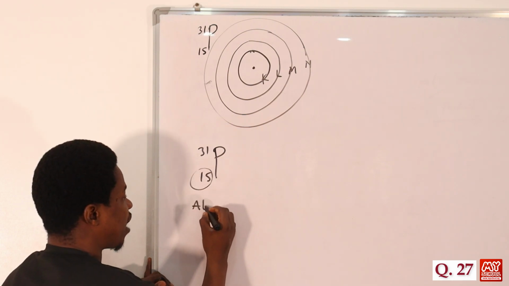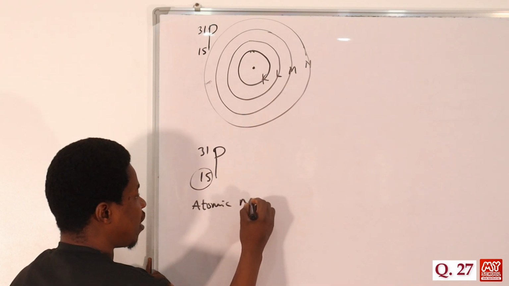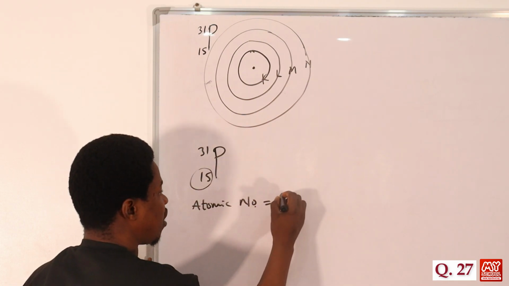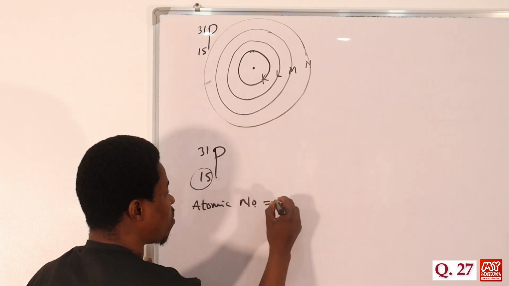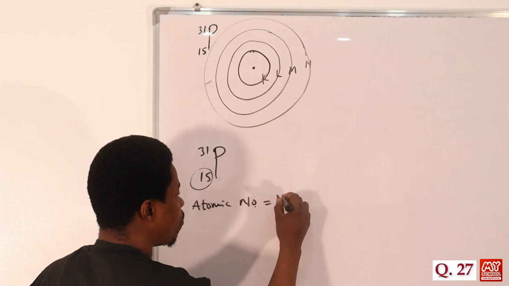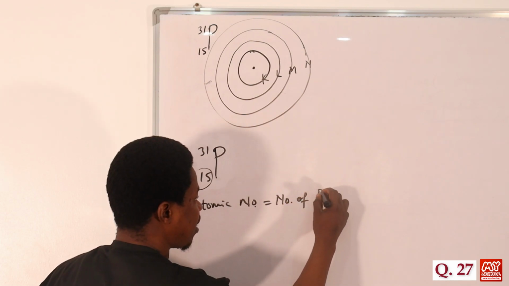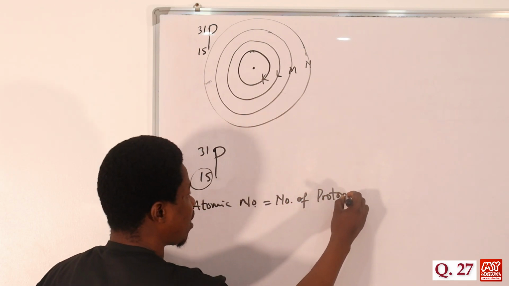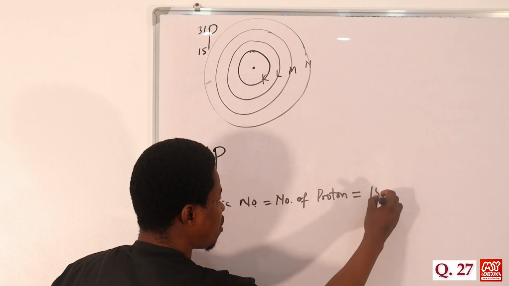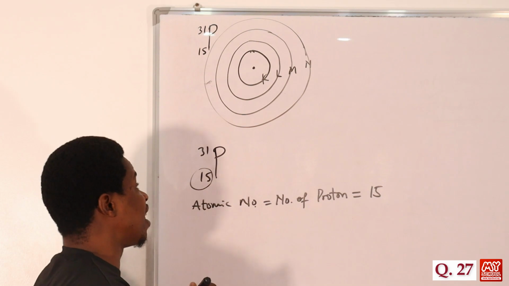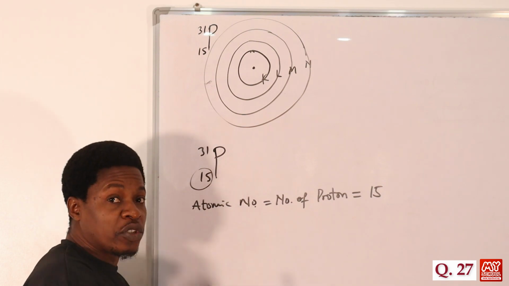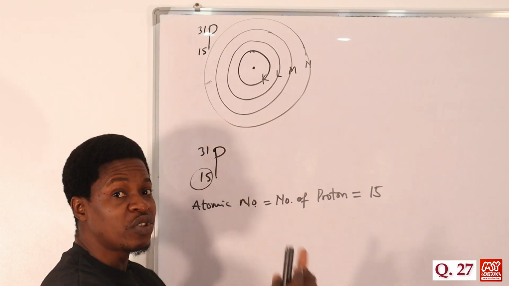I will just say this atomic number is equal to 15, which, of course, we can say atomic number is also the same thing as what? Number of protons. They are the same thing. Number of protons is equal to 15. But don't forget that this is a neutral atom because there's no charge here. And what does it say? In a neutral atom, the number of protons is always equal to the number of electrons.